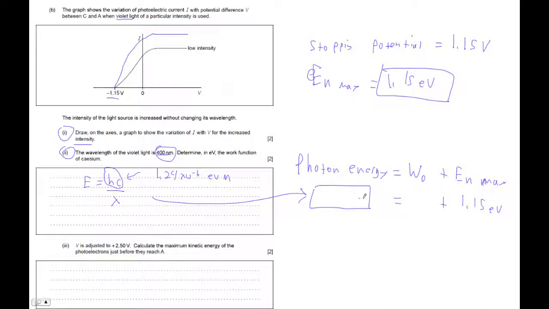Do everything in electron volts. So figure out the photon energy in electron volts, put it here. And then the work function is just a matter of subtracting, okay?